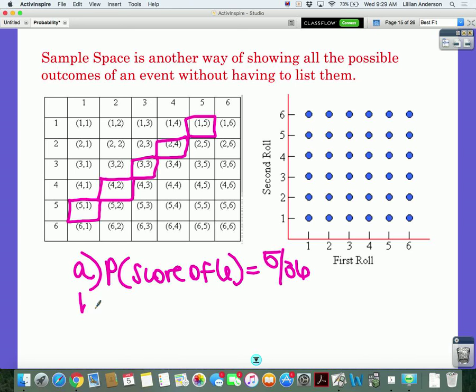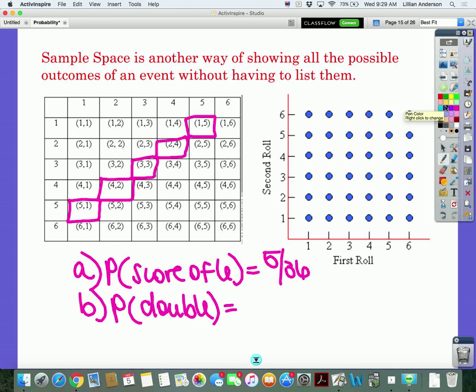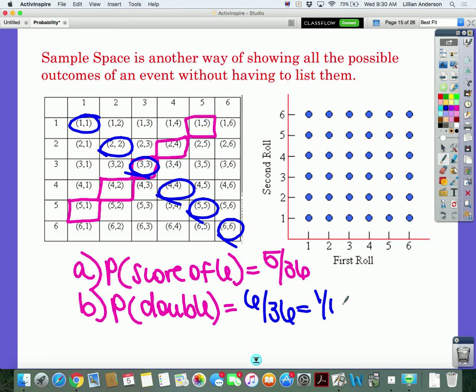Then the next one says, find the probability of the same number. A double. Not a double 6 or a double 4, but rolling a double. Okay? How many times does that happen? 6 times. That's here. All the doubles. So that will be 6 out of 36, which reduces down to 1/6.